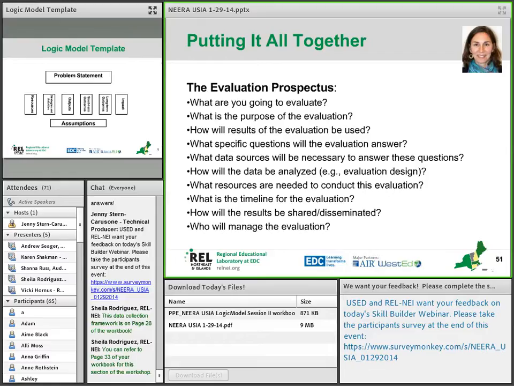Again, it depends on if you are the program hiring an evaluator or if you are the evaluator providing this to a program. But again, the idea is to articulate some of the key questions of interest related to the evaluation. And you can put that together with some of the other tools that we've provided, such as the data collection framework. So that's something that we would encourage you to do.